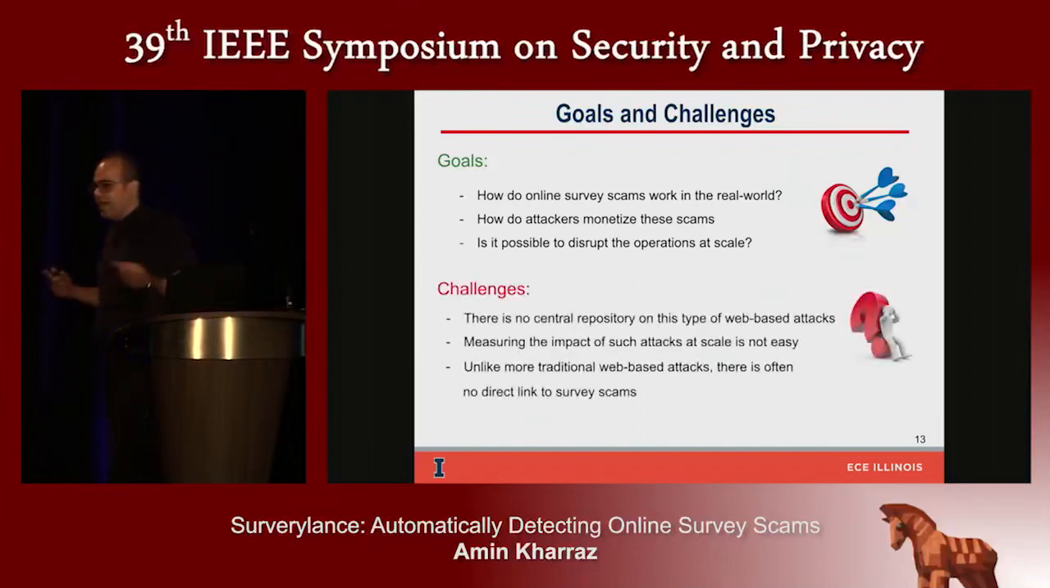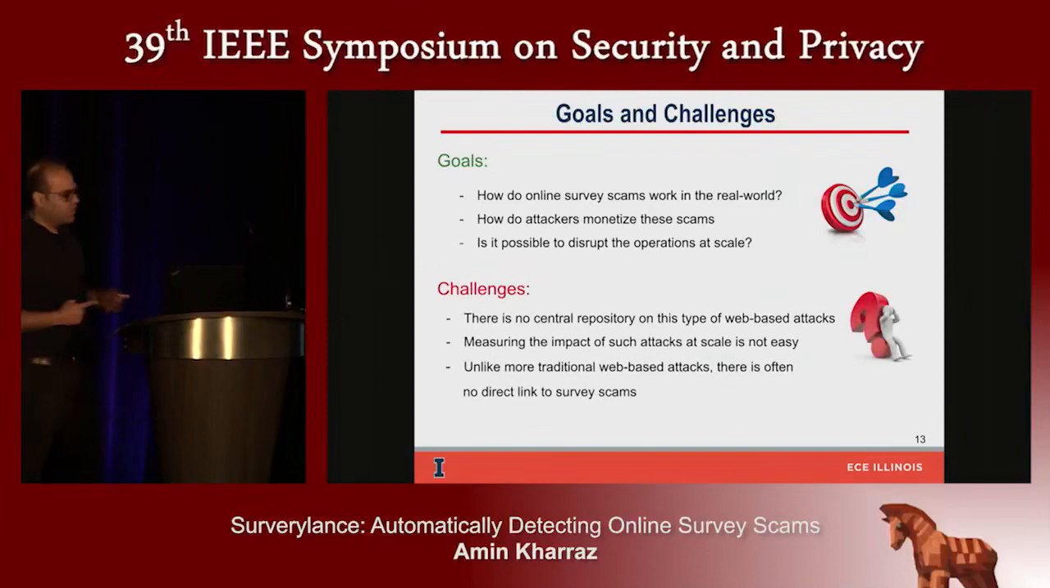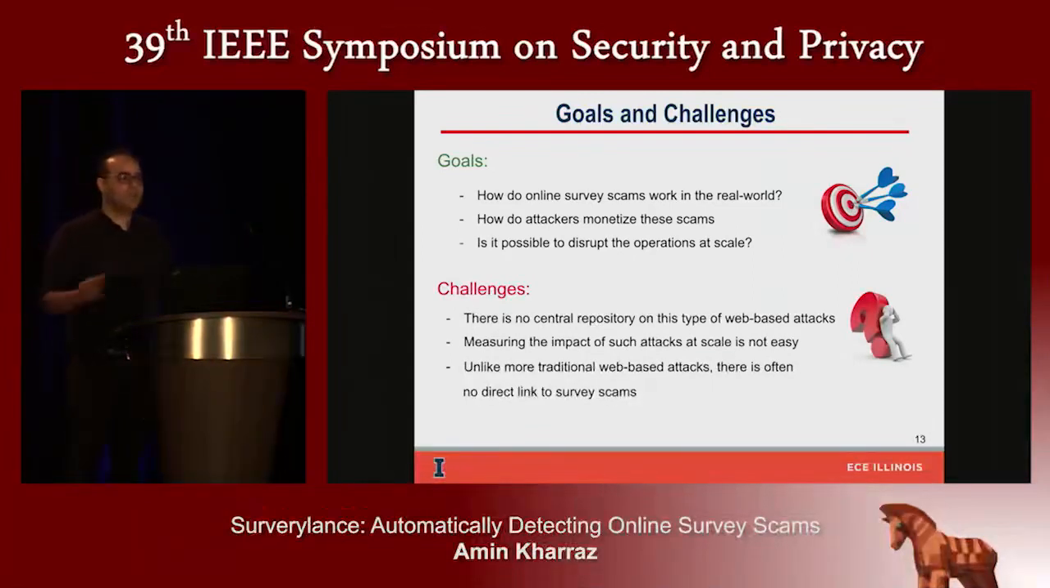To achieve this goal, we had to solve a set of challenges. One, there was no central repository or prior larger scale work in this area in the past to see how this ecosystem works. The other thing was that measuring the impact of such attacks was not easy, because in order to make a statistically significant conclusion about this attack, we had to take part in surveys and see what happens after clicking the submit button for the user, where the user is redirected to.